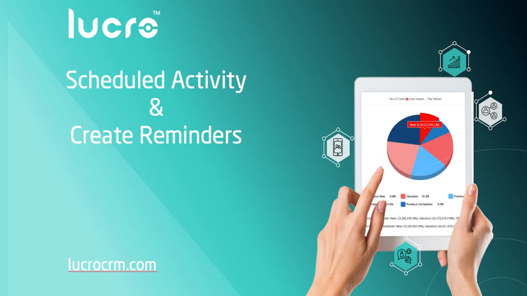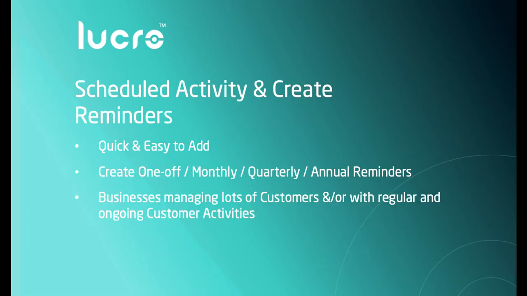Lucro is the only software solution dedicated to help run small businesses. Lucro makes it so quick and easy to schedule things such as one-off, monthly, quarterly, or even annual reminders. These are really useful for a large number of businesses and trades which may be dealing with a large number of customers at any time, or equally might have regular and ongoing activities with their clients.